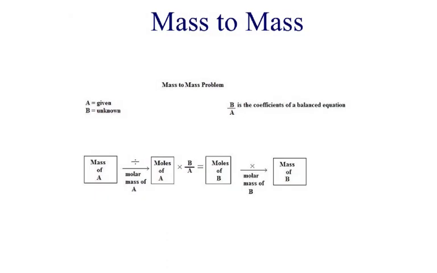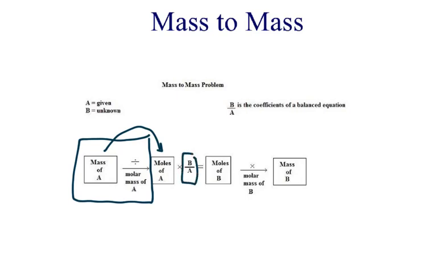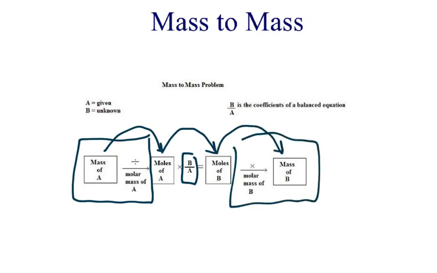In a mass-to-mass problem, you're given usually the substance in grams. So first you got to change it to moles by dividing by the molar mass of the given. Once you're in moles, you multiply by the mole ratio, which is B over A. That takes you to the moles of the unknown, but they don't want the answer in moles, they want the answer in grams, so you have to do an extra step here. You have to go from moles to grams. This time you're going to multiply by the molar mass, but you're going to use the molar mass of the unknown.